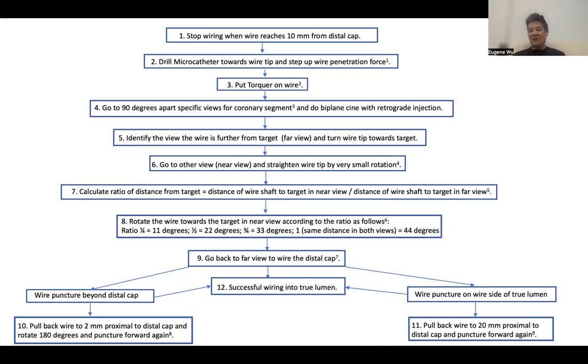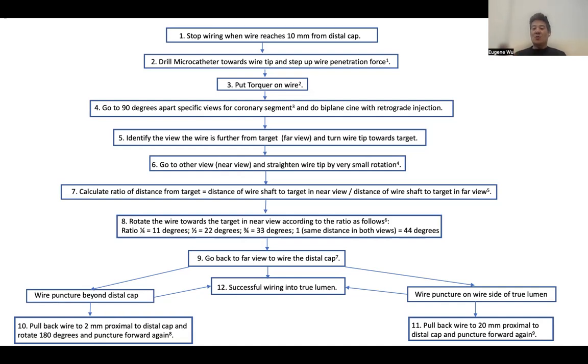Go back to the far view, number 9, to wire the distal true lumen. Now, the wire could puncture beyond the distal cap, and go to the opposite side of the vessel. In which case, step 10, we pull the wire back until it's 2 millimeters proximal to the distal cap. We rotate the wire 180 degrees and push forward again to puncture.